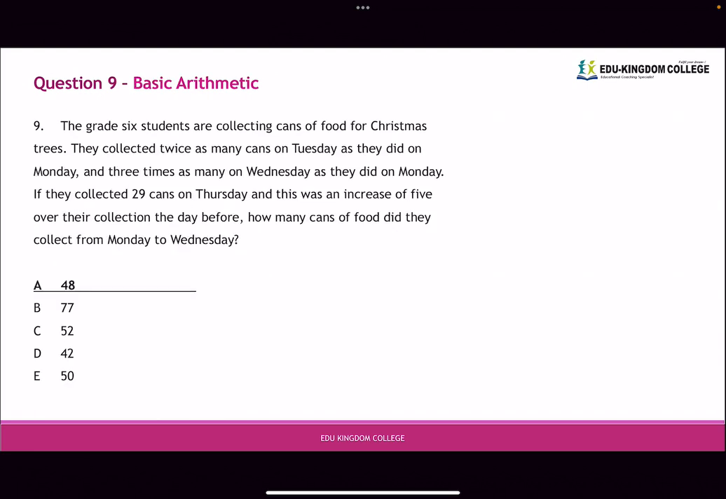The grade 6 students are collecting cans of food for Christmas trees. They collected twice as many cans on Tuesday as they did on Monday, 3 times as many on Wednesday as they did on Monday. So Monday is X. Tuesday is 2X. Wednesday is 3X. And then Thursday is 3X plus 5.